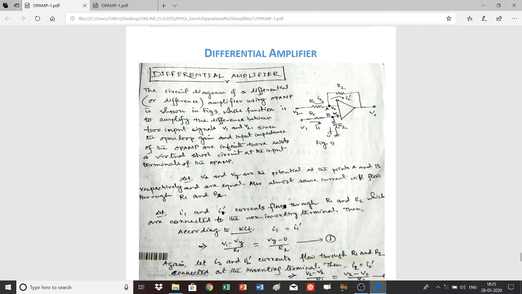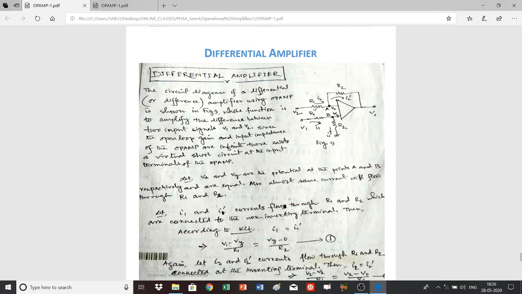there will be a virtual short circuit at the points A and B, and that means the potential at A and B will be identical, and let Vx and Vy be the potentials at the points A and B respectively, and they are equal. Also, the same current will pass through the resistances R1 and R2, from Kirchhoff's current law, because no current will pass through the op-amp.